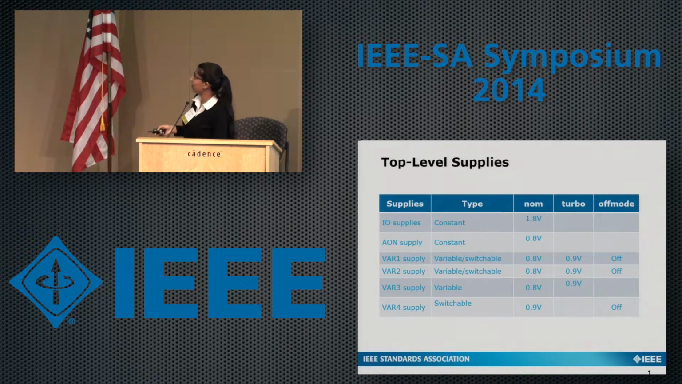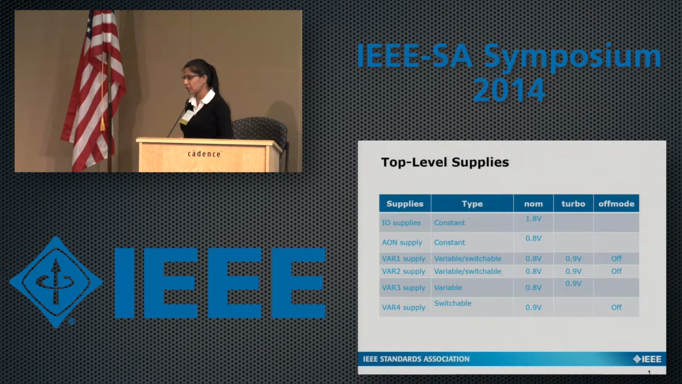And what I also find useful to picture is to categorize the type of supply, whether that supply is a constant, whether it's a switchable supply, or it's a variable supply. And the difference between switchable, of course, is that you can turn off. You can turn off either with on-chip power switches or external switchers.